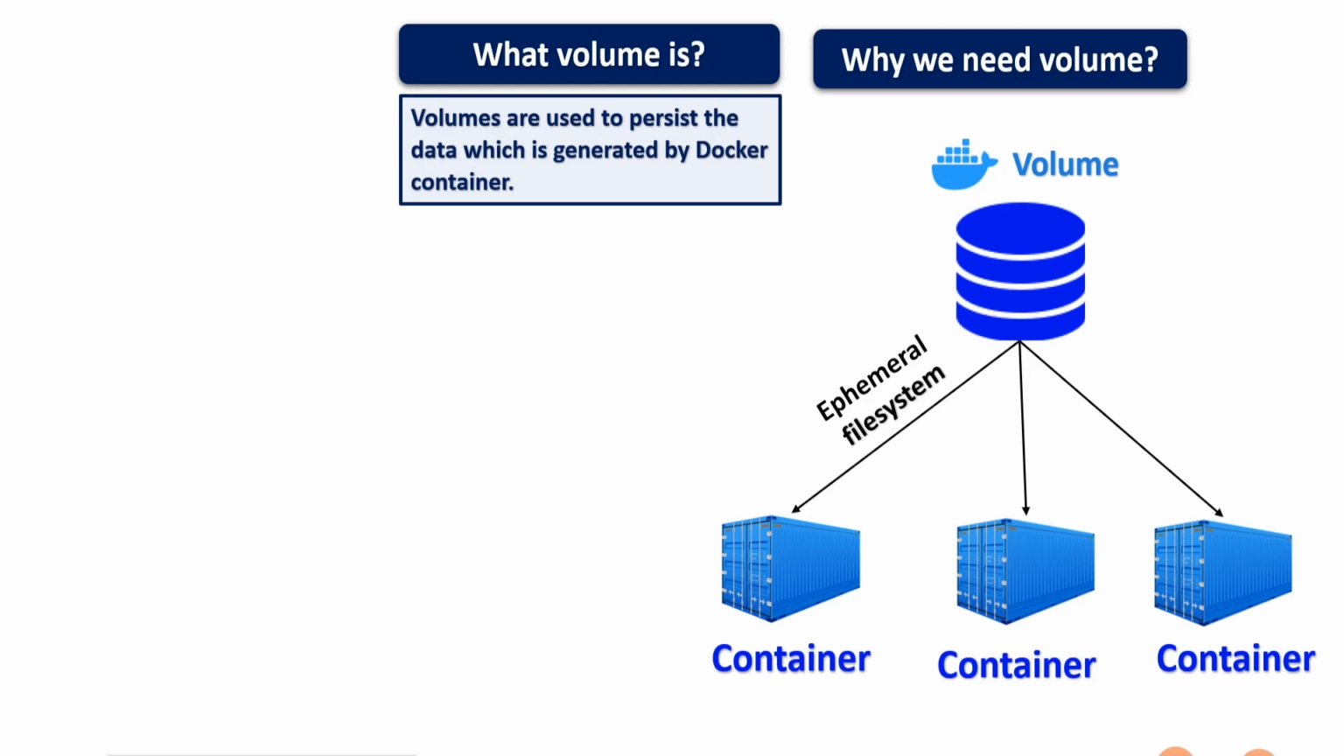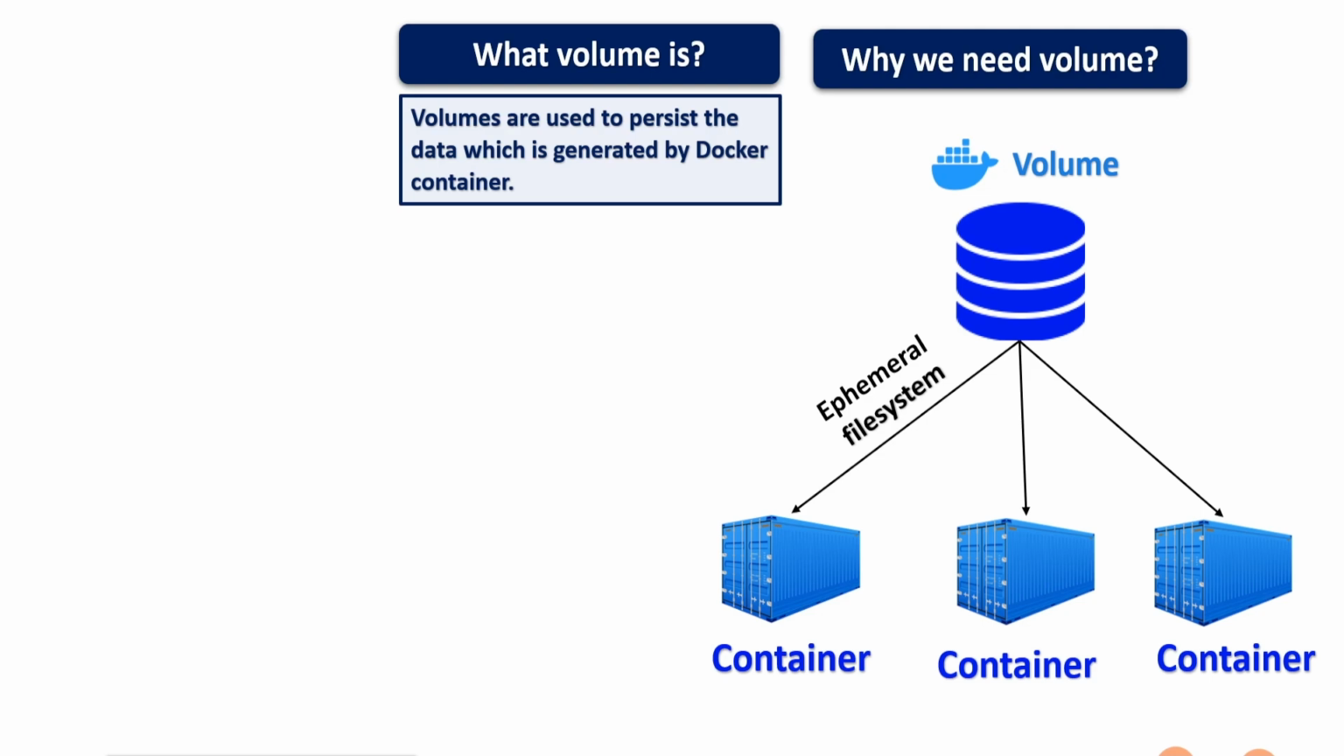A container is an isolated, lightweight process. Docker containers are short-lived objects. When the container gets destroyed, the data will be gone, because the container uses an ephemeral file system. That's why people call containers ephemeral in nature.